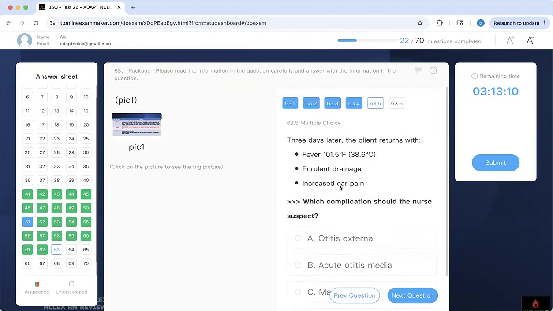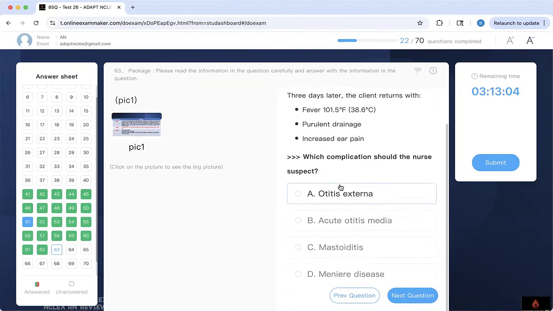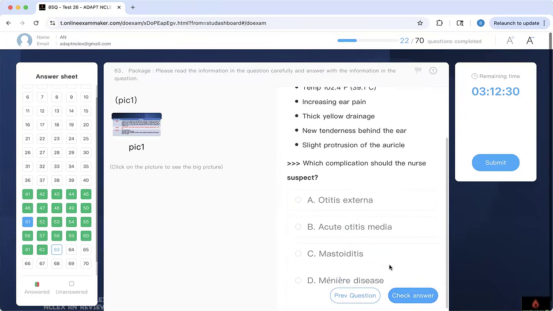And that's what happened. Three days later, the client returned with fever, prolonged drainage, increased ear pain. Which complications should the nurse suspect? You have tympanic membrane rupture, all of a sudden, signs of infection. Is it otitis externa, acute otitis media, mastoiditis, or Meniere's disease? What do you think? If you have tympanic membrane rupture, the complication is mostly acute otitis media. And that's what this patient has. Otitis externa is outside the ear. Mastoiditis is the bone behind the ear getting infected. I'll tell you they have tenderness there. And Meniere's disease is mostly vertigo associated with it.